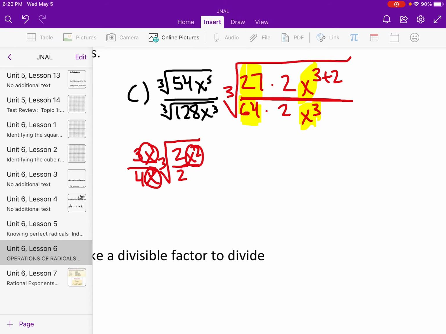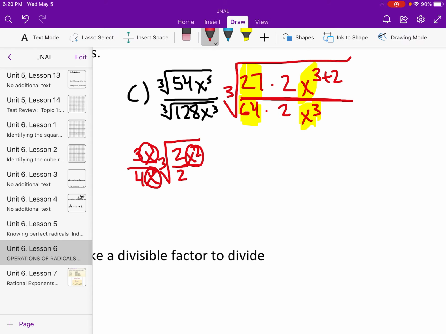So now the x's can cancel out and the 2's can cancel out. So we have 3/4 times the cube root of x squared, and that's as simple as it can get, unless you happen to want to do x to the 2/3, but we're not getting into that yet. That's the next lesson. So this would be our final answer.